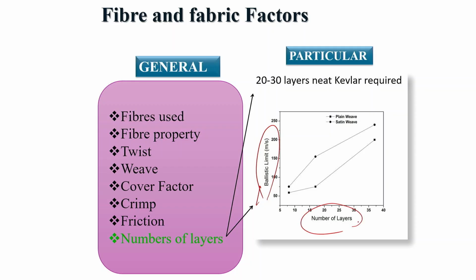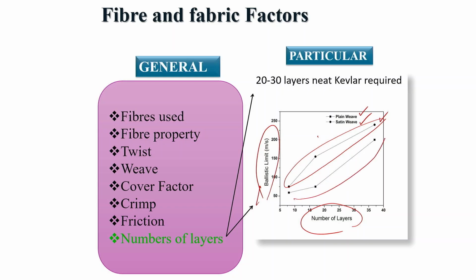So, as we increase the number of layers, here we can see we have used plain and satin. Satin requires higher speed here because of the float, and the cover factors have been kept constant. Because of the float, a little bit of yarn movement will be there, and it will help in absorbing the energy.